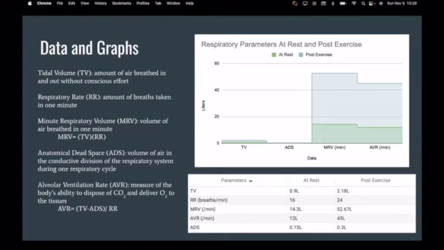The breaths per minute, or respiratory rate, was 16 at rest and 24 post-exercise. The minute respiratory volume was 14.3 liters at rest and 52.67 liters after exercise. And the alveolar ventilation rate was 12 liters at rest and 45 liters post-exercise.